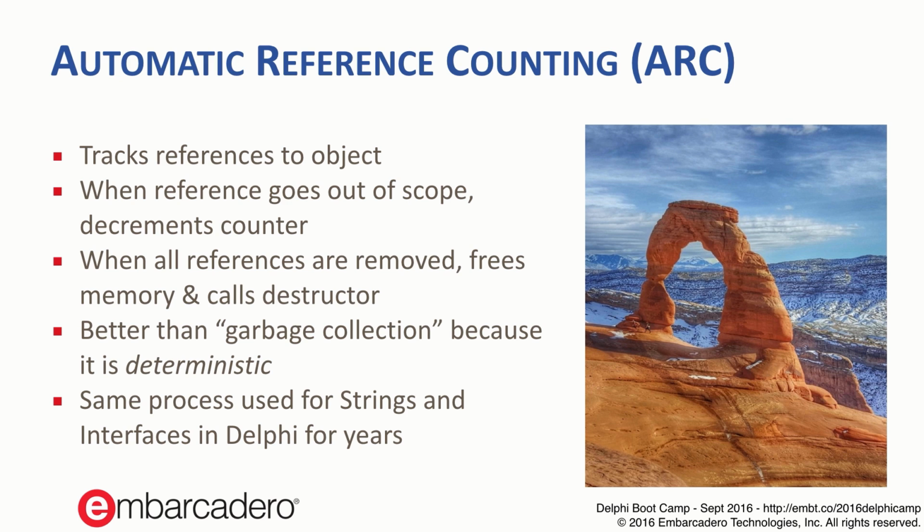The mobile compilers use automatic reference counting, or ARC. So this automatically tracks references to objects. When a reference goes out of scope, it decrements a counter. When there are no more references, it automatically frees the memory and calls the destructor. Some people say this is like garbage collection, which you see in .NET and Java, but it's actually way better because it's deterministic and it's got better performance.